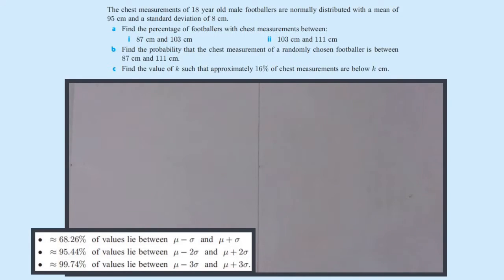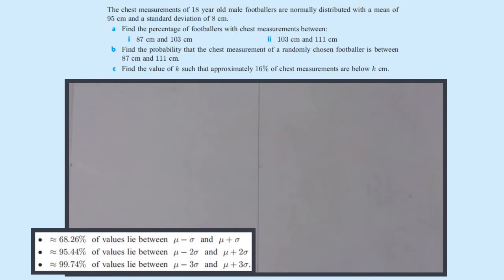The chest measurements of 18-year-old male footballers are normally distributed with a mean of 95 centimeters and a standard deviation of 8 centimeters. We need to, A, find the percentage of footballers with chest measurements between 87 centimeters and 103 centimeters. That's part one. Then we need to do the same thing for 103 and 111.